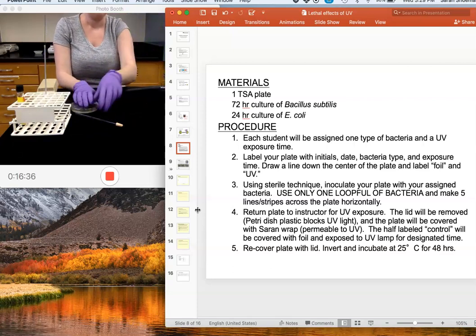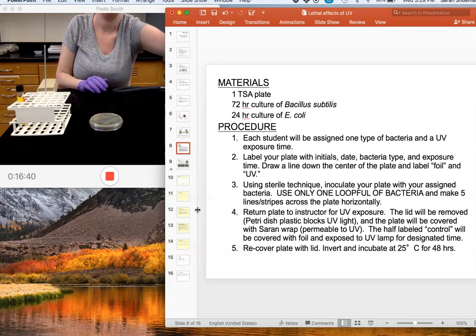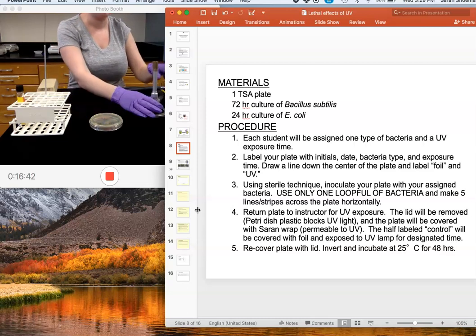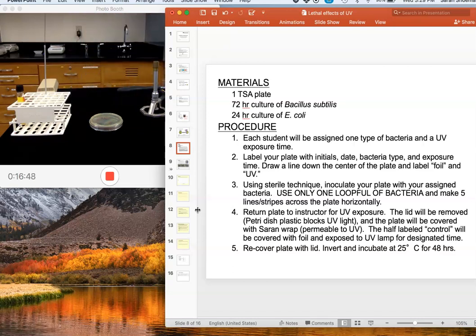And now we're going to inoculate. So I'm going to keep my plate face down. I'm going to put my China marker aside. I'm going to light my Bunsen burner, and I'm going to go turn the gas on.